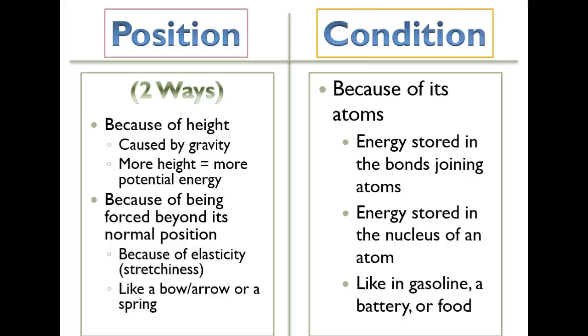And then the other way is from an object's condition, the way it's made, its atoms. Either the energy that's holding the atoms of a compound together, or the energy that's stored inside the nucleus of each atom. That strong force also is a ton of potential energy. Examples could be like gasoline or a battery or food.